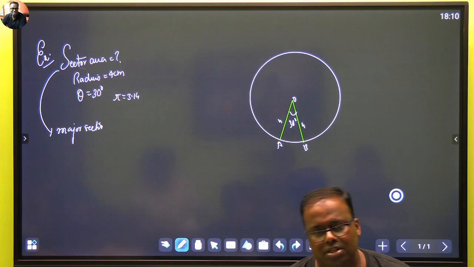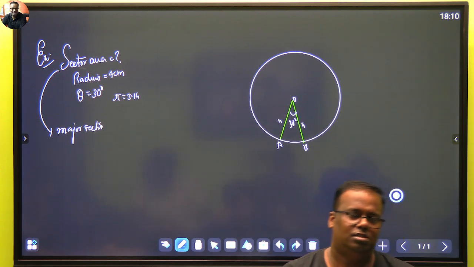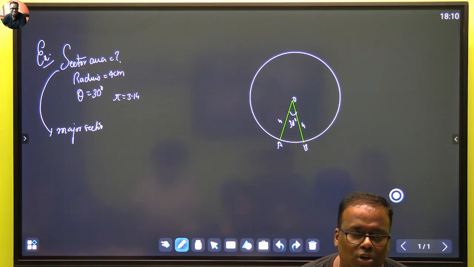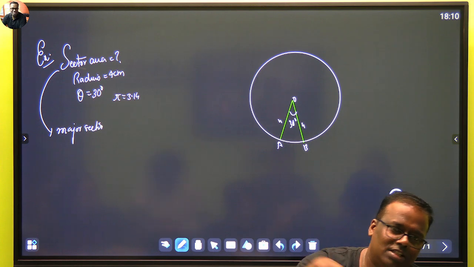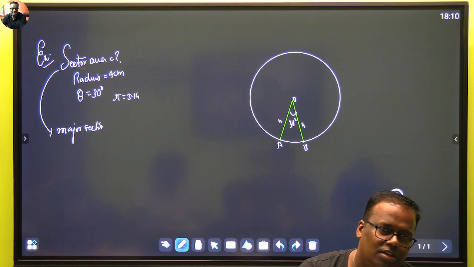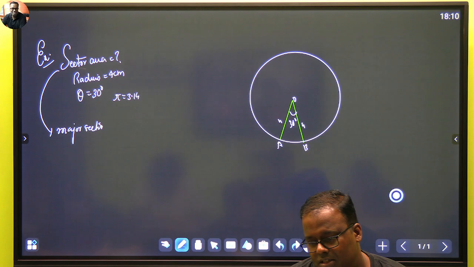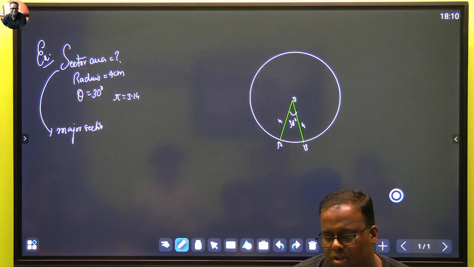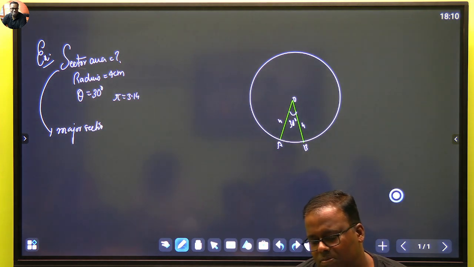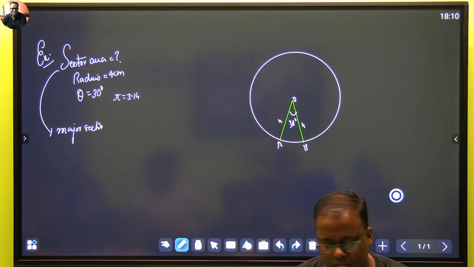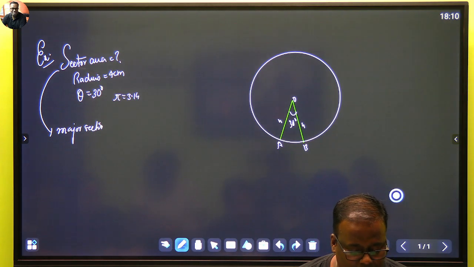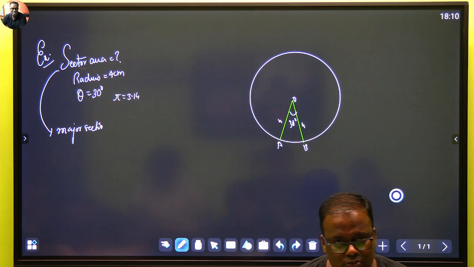AYB is the segment, right? They have brought the Y to make you understand that it's a segment. AYB. Etch that portion, AYB, the minor segment, etch it up. Done. You need to get me the area of this, where the circle's radius is 21 centimeter and angle AOB is 120 degree.